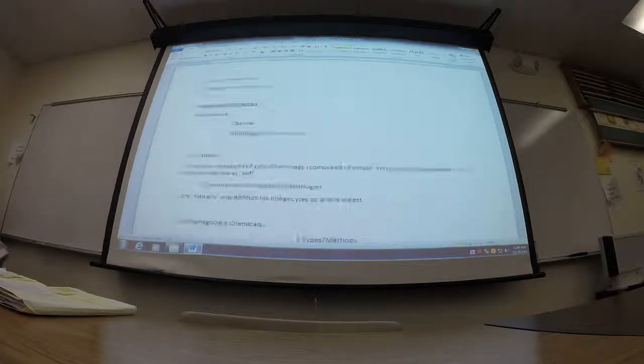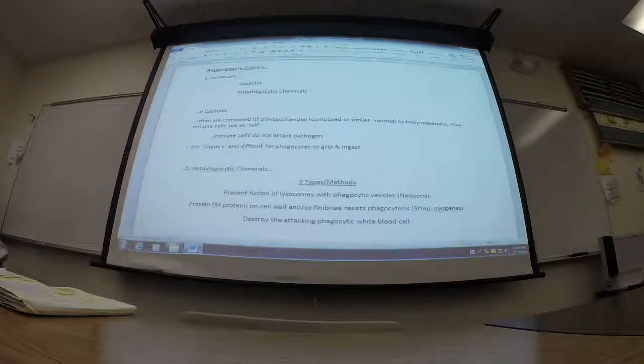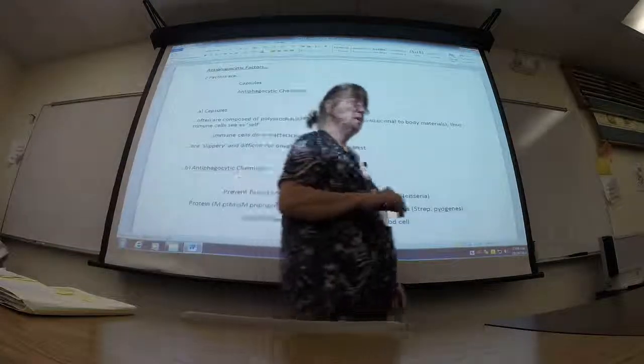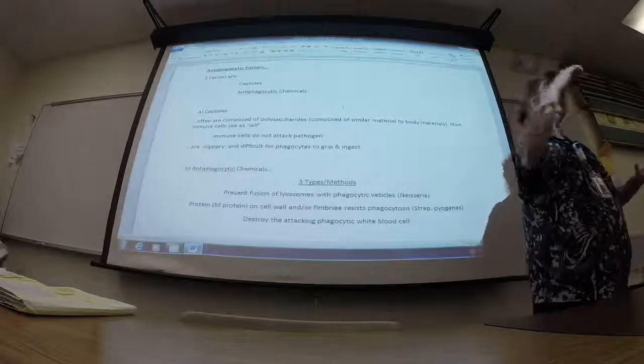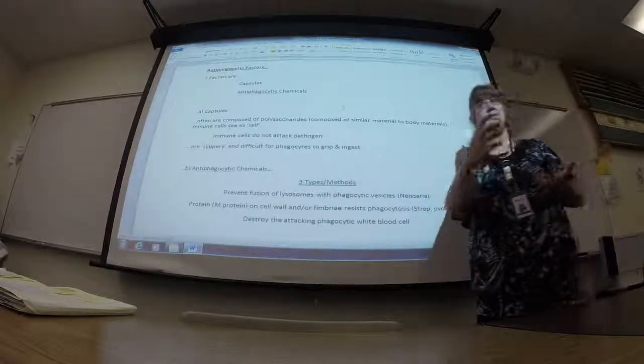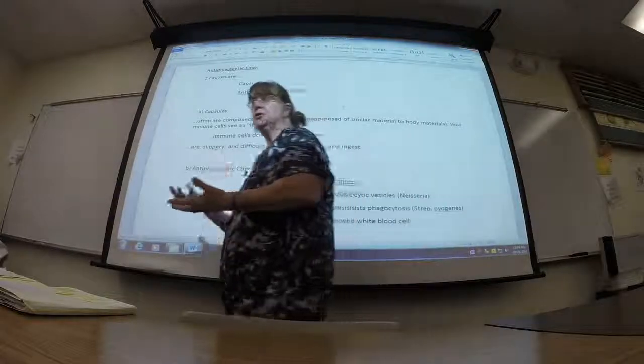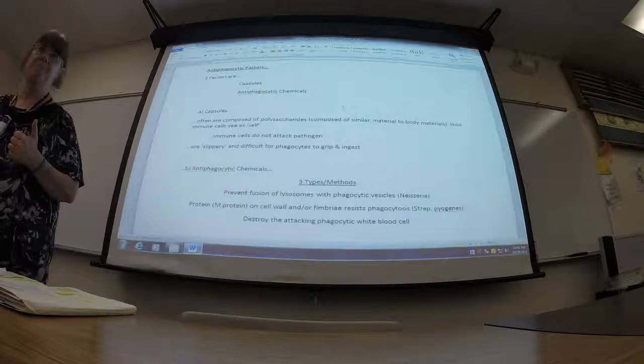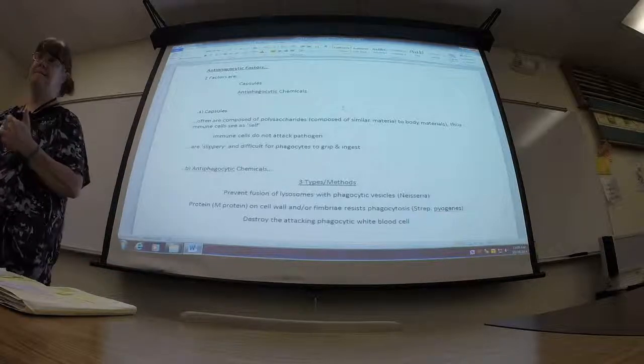Toxins we did, endotoxins. This is very important. Anti-phagocytic factors. And you already know the first part. Are you starting to realize that as we're building knowledge, you're actually coming back to what you already learned, what you already learned, what you already learned? Capsules. That's a capsule. Not protein.